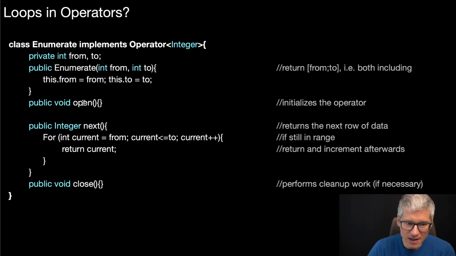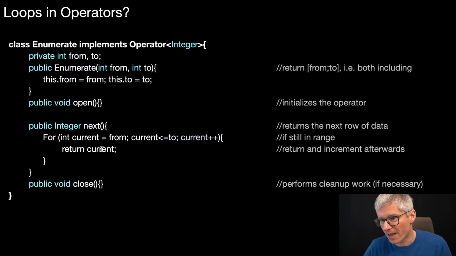Now you call open, nothing happens. Close, nothing happens because there's no input operator. But then what happens when you call next? You could just initialize that loop with the from value, check the condition whether you're still within the range, and then you increase it after the loop and return the current value.